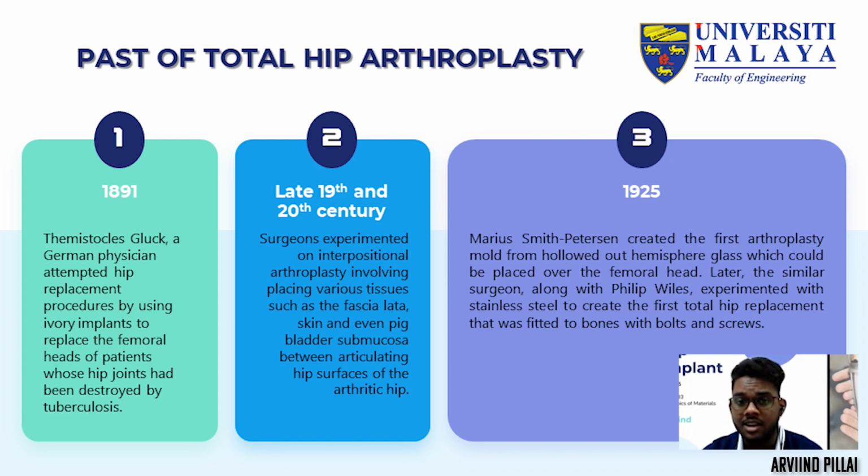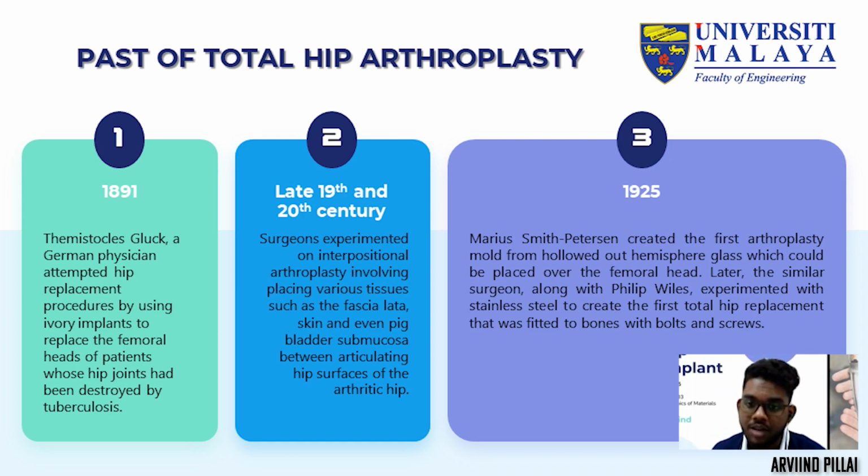Later, at the end of the 19th and early 20th century, surgeons experimented with interpositional arthroplasty, involving placing various tissues such as fascia lata, skin, and even thick bladders of mucosa between the articulating surfaces of the arthritic hip. This was presumed to be a way to smooth out the deteriorating articular hip surfaces.